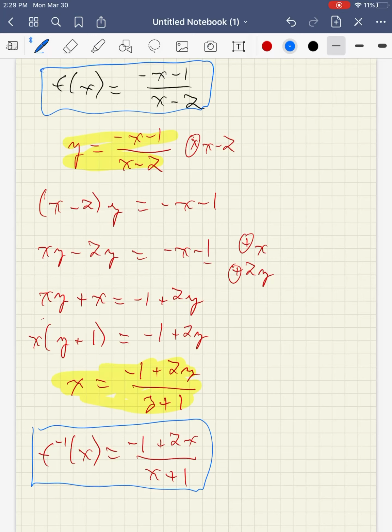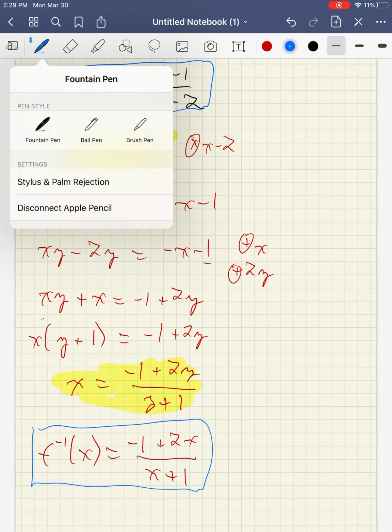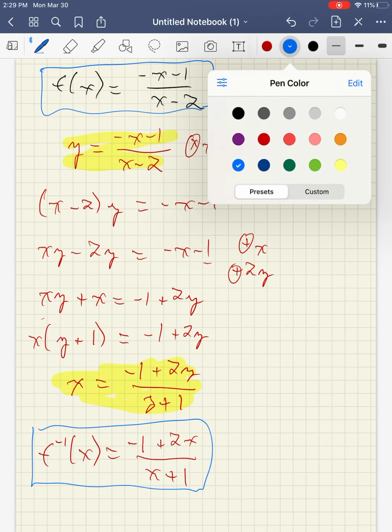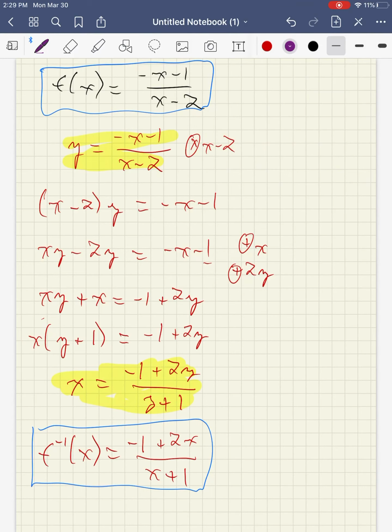And let's just check out an example. I'm running out of colors. Purple. Okay, suppose I tried, let's say, f of 3 here. F of 3 here is going to be negative 3 minus 1 over 3 minus 2, which gives me a negative 4 over 1, which is negative 4. And then if I try f inverse of negative 4, in theory, I should get back to 3. Okay, an input of 3 is going to give me negative 4. An input of negative 4 here will give me a 3.